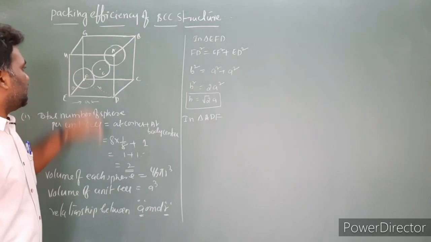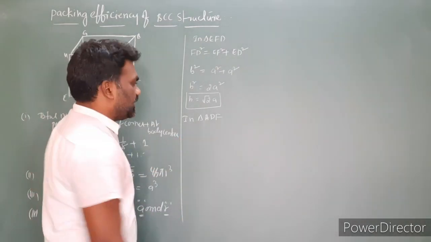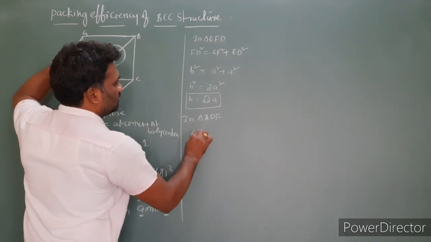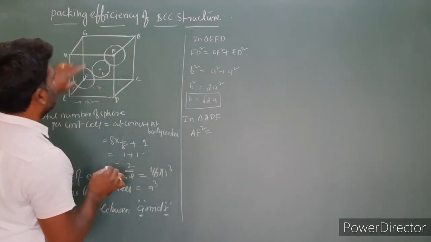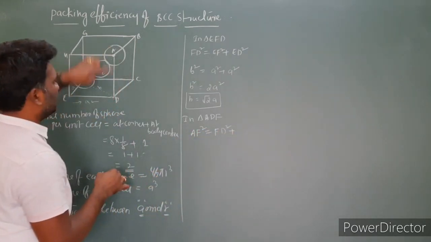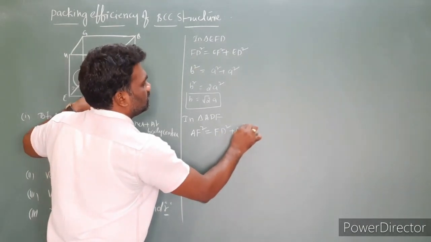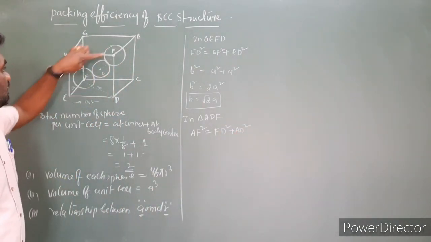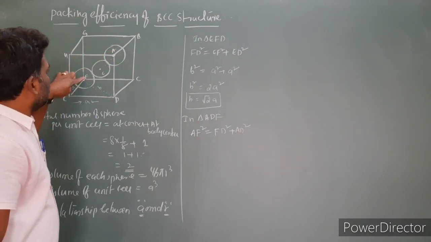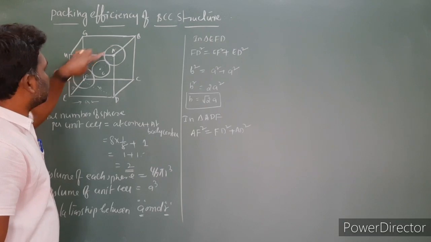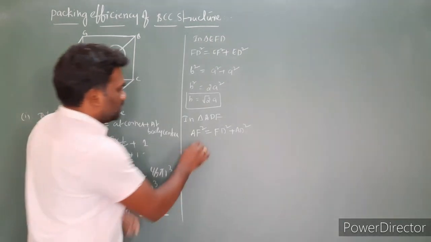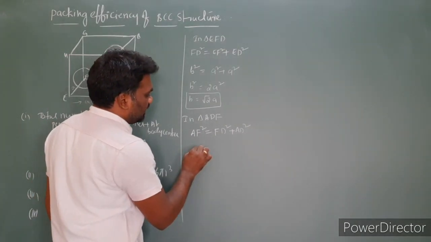From the triangle ADF, or FAD, we take FA square. AF square is equal to FD square plus AD square, by using the Pythagoras equation. So from the triangle FAD, we can take AF square is equal to FD square plus AD square. AF square is nothing but C square.